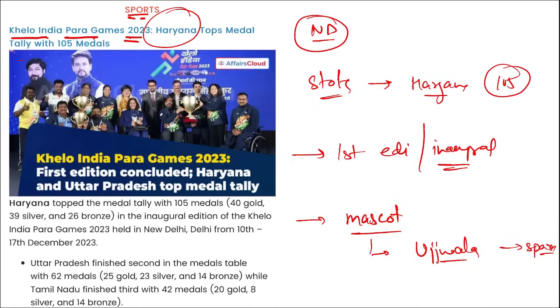It is a sparrow. Then Haryana topped this position with the highest medals, that is 105 medals, where 40 gold, 39 silver and 26 bronze were there. Then UP secured the second position, right? And yesterday we discussed the state with the highest economy in India, or highest GDP share, was Maharashtra, and on second position it was UP, and on third position it was Tamil Nadu.